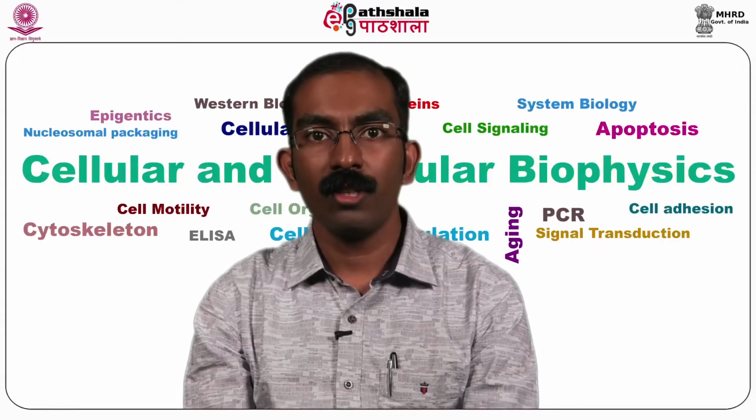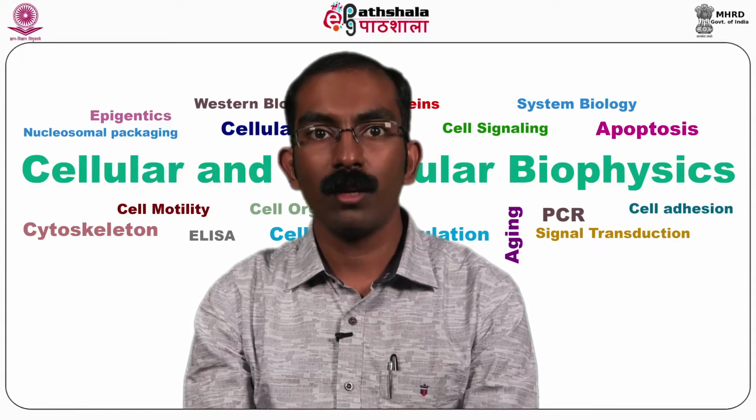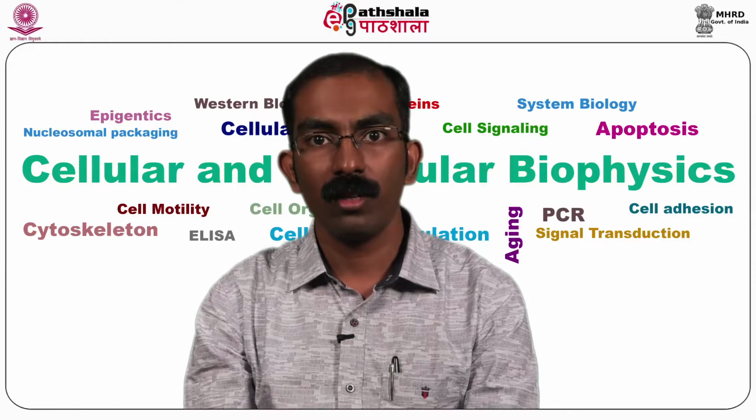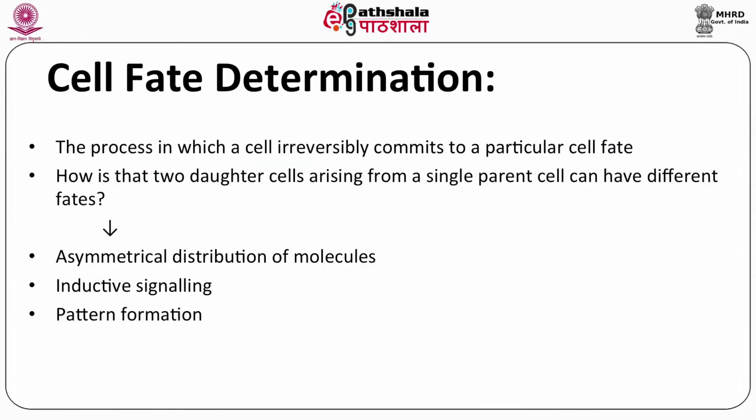The process in which a cell irreversibly commits to a particular cell fate is known as cell determination or cell fate determination. How is it that two daughter cells arising from a single parent cell can have different fates? Multiple mechanisms have been postulated to explain this. Some of these are asymmetrical distribution of molecules, inductive signaling, and pattern formation.